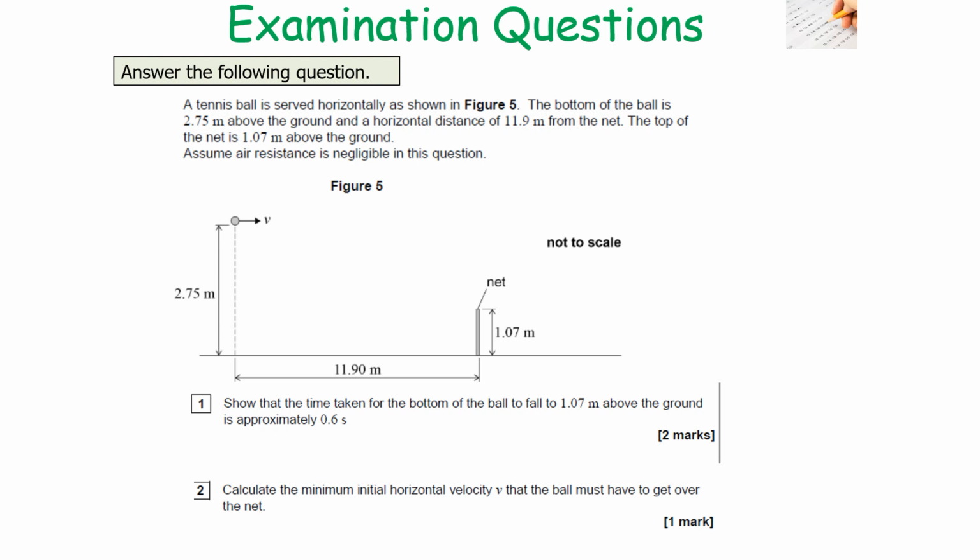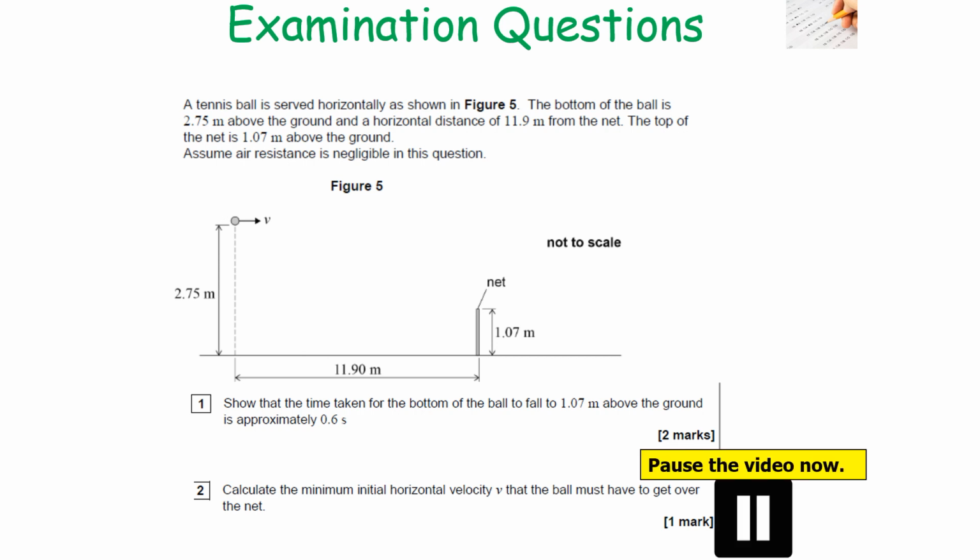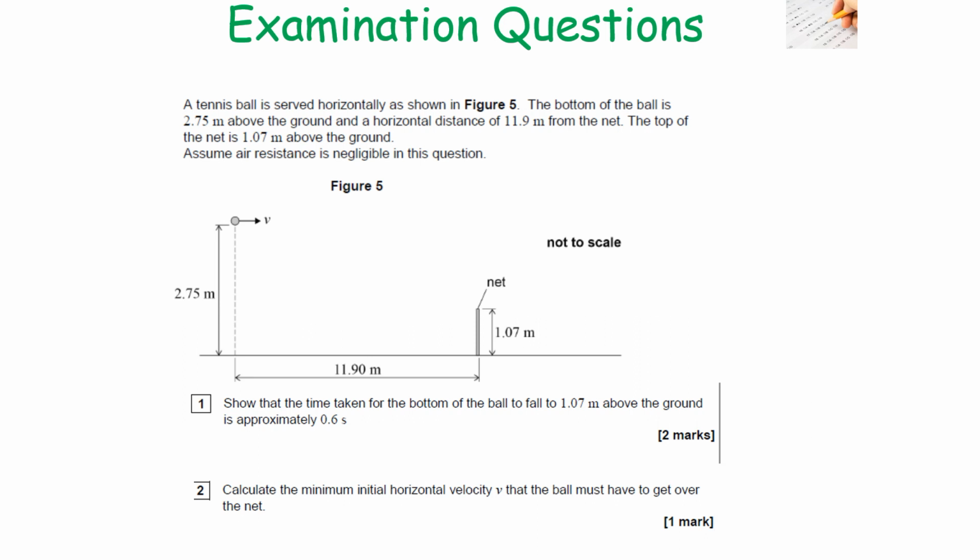So show that the time taken for the bottom of the ball to fall to 1.07 meters above the ground is approximately 0.6 seconds, and then calculate the minimum initial horizontal velocity which the ball must have to get over the net. So pause the video now, then unpause the video when you want to go through your answer. Right, so how do you answer this particular question?